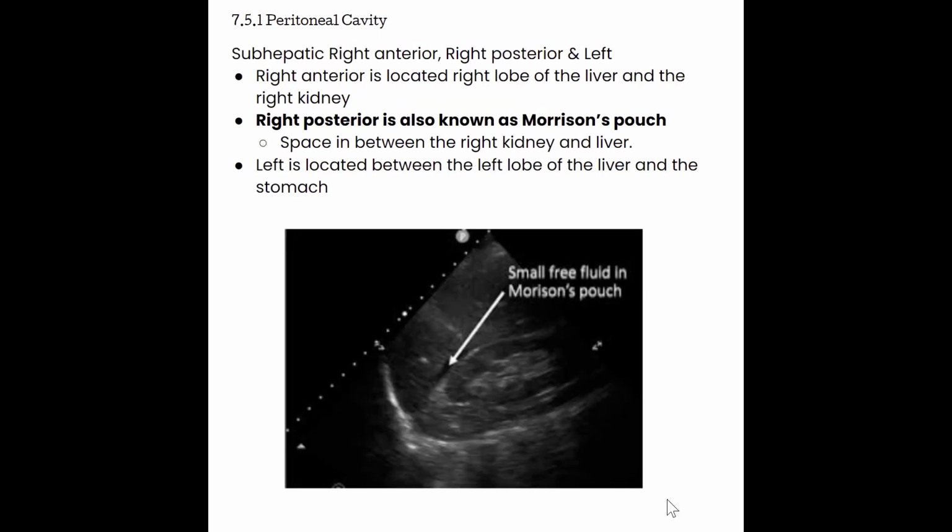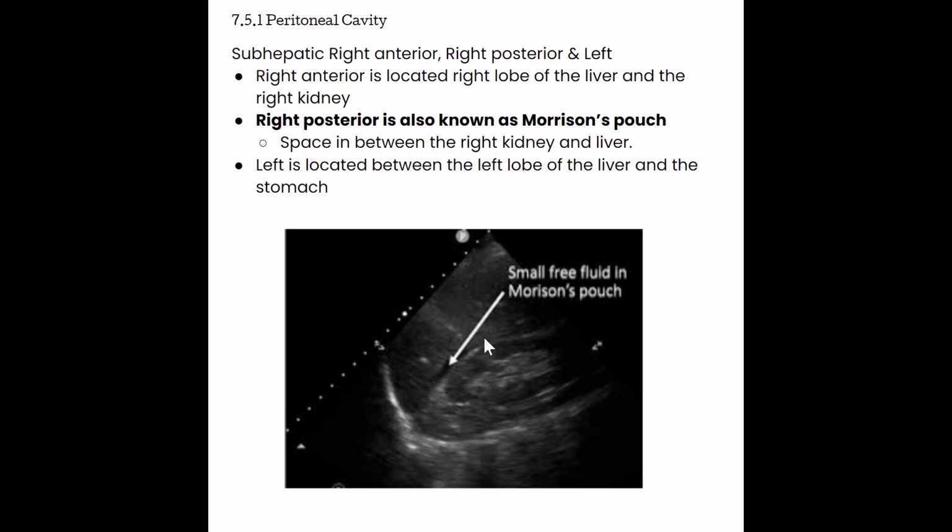We also have subhepatic spaces, so that's going to include a right anterior space, a right posterior space, and a left space. The right anterior space is going to be located between the right lobe of the liver and the right kidney, more into the anterior position, as the inferior pole of the right kidney comes up a little bit more anterior. The right posterior portion is also known as Morrison's pouch, and this is a very, very common space for fluid to appear. So the right posterior subhepatic space is on this posterior side.